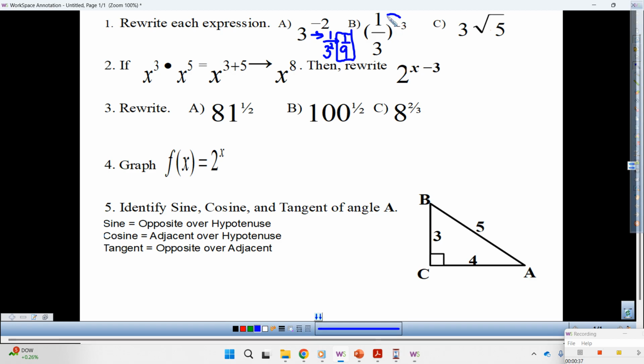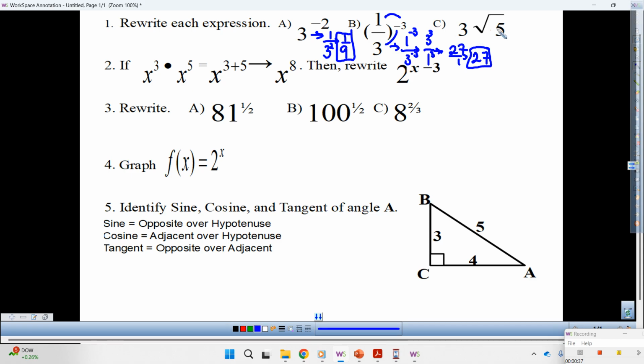Number 1b, distribute the exponent to both numerator and denominator. This becomes 1 to the negative 3 over 3 to the negative 3. Since we can't have negative exponents, the numerator goes to the denominator and the denominator goes to the numerator. 1 to the third, 3 to the third. So 3 to the third is 27 over 1, which is 27, or 3 times 3 times 3.